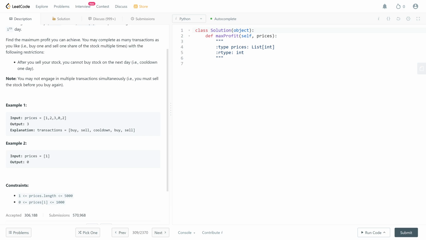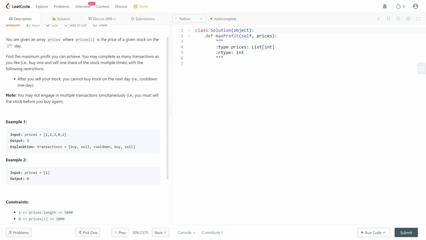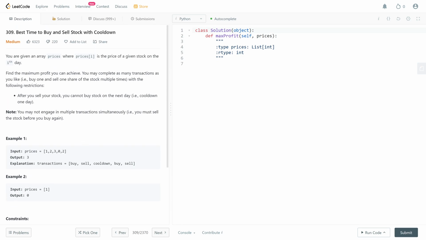But then, actually, no, you don't do that. You want to exploit this free stock. So you buy on day zero, sell on day one, and do your cooldown on day two, and then buy again for free on day three, and then sell on day four, and you get a full profit of $3. So, with that said, let's start.